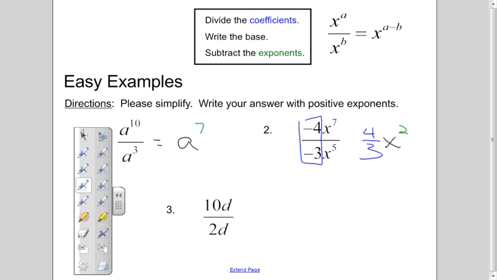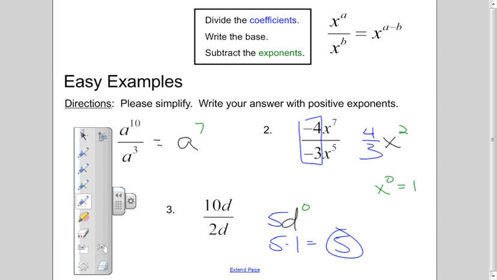Okay, now in this next problem, I'll do it two ways, a little bit the longer way and then a little bit the shorter way. I'll do the longer way first and be formal here. I've got 10d divided by 2d, and we will divide the coefficients and get 5. Then we're going to write the base. Then we're going to subtract the exponents, which are both 1, and 1 minus 1 is 0. So I've got 5d to the 0, but don't forget that anything to the 0 power is 1. This will give me 5 times 1, which is 5. That's the longer formal way.